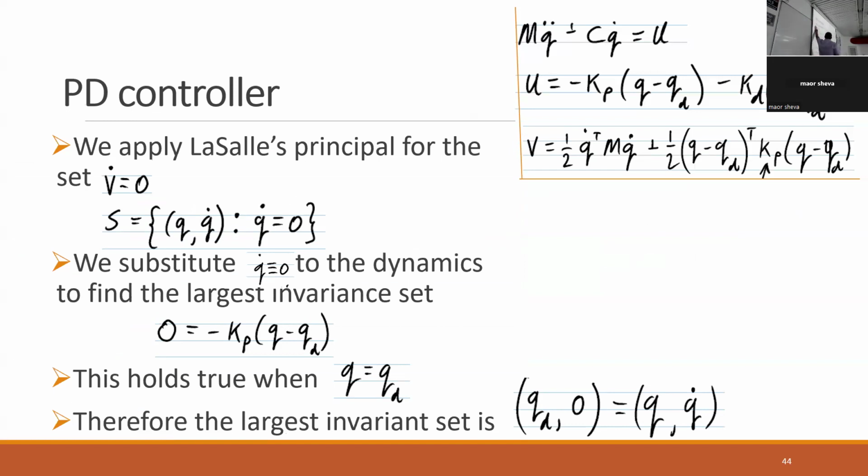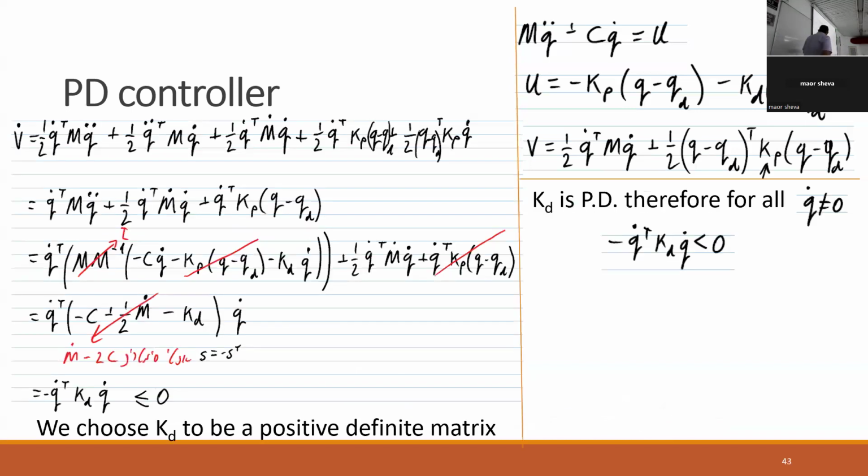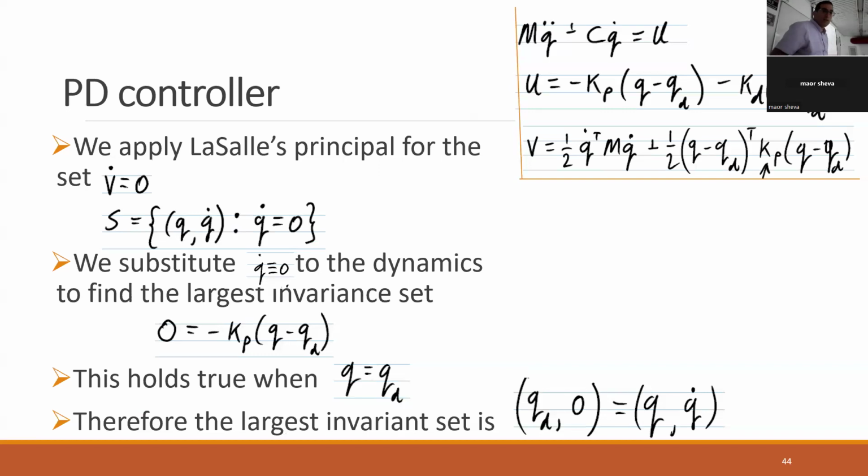So we apply LaSalle's invariance principle for the set V dot equals 0. And V dot is minus q dot transpose Kd q dot. So the set where V dot equals 0 is when q dot is 0.